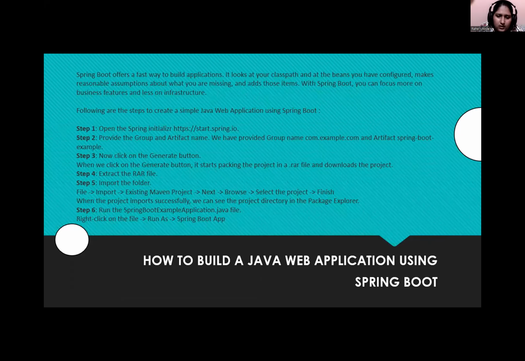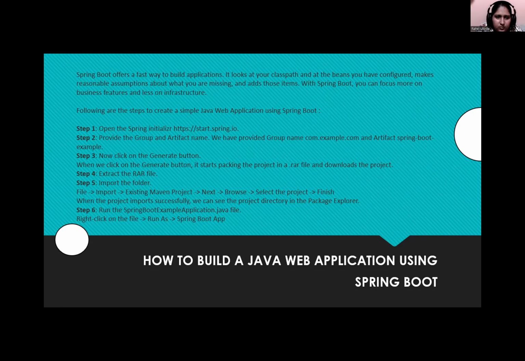Now we'll see the steps to build a simple Java web application. We'll also see the demonstration. As we know, Spring Boot offers a fast way to build applications. It looks at the class path and at the beans that are configured, makes reasonable assumptions about what is missing, and helps in adding those missing requirements. So with Spring Boot, we can focus more on business features and less on the infrastructure. This is one of the advantages of Spring Boot.